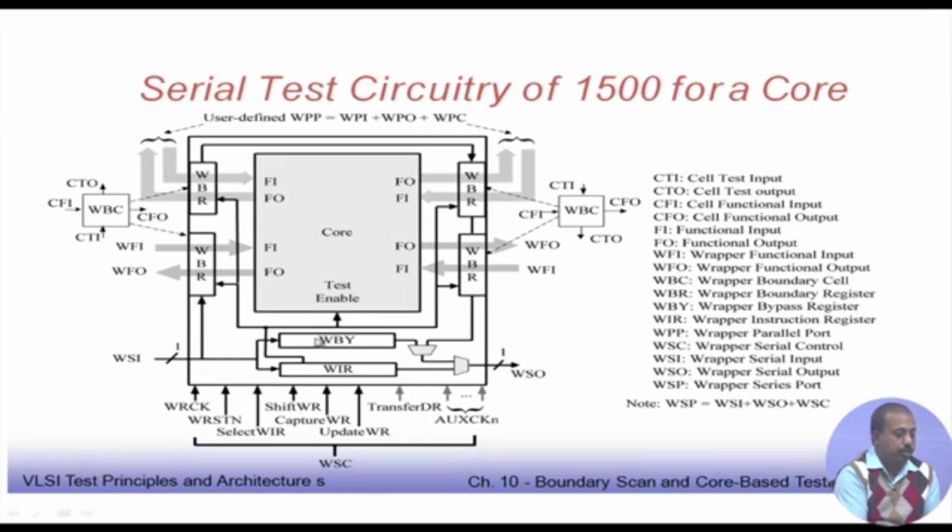Similarly, we have this bypass register, which is the same as the boundary scan bypass register that we had. Here also, if this wrapper bypass register is activated, then the serial input will go to this WBY bypass, and through this bypass it can be selected through the multiplexer, so that it goes to WSO. So, WSI can go to WSO in one cycle. That is the bypass.